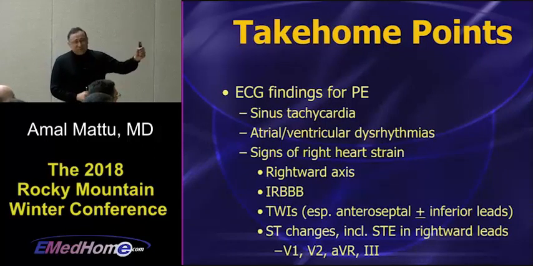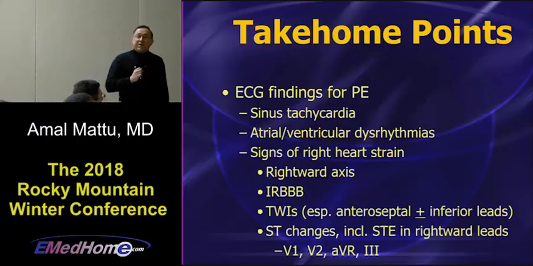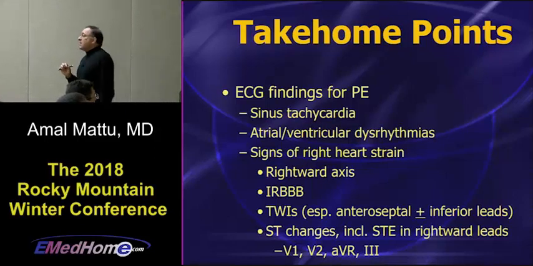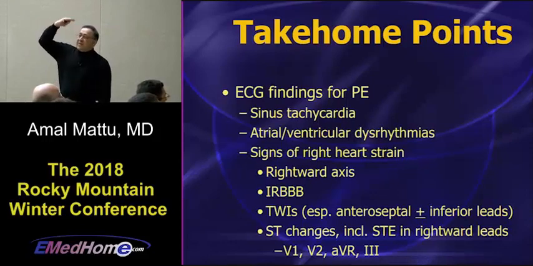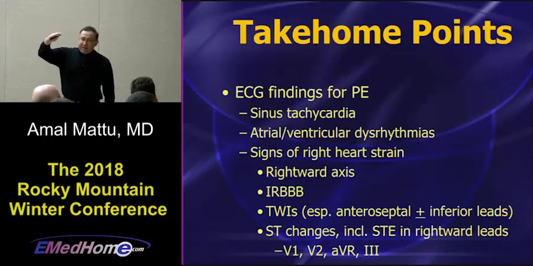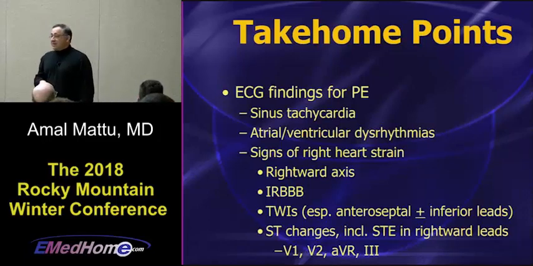But also please remember that PE can produce ST changes, including ST elevation that can mimic an acute STEMI. If you see that rightward axis, don't think STEMI number 1. I would think PE, hyperkalemia, PE, hyperkalemia, PE, hyperkalemia, and maybe number 7 is STEMI, all right?